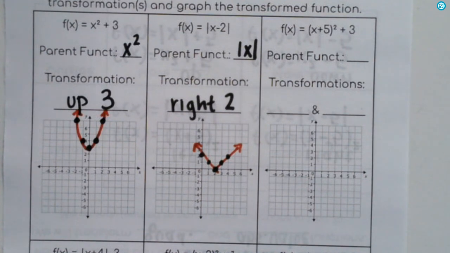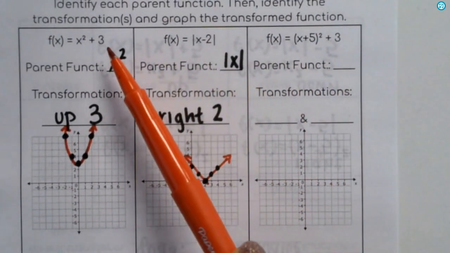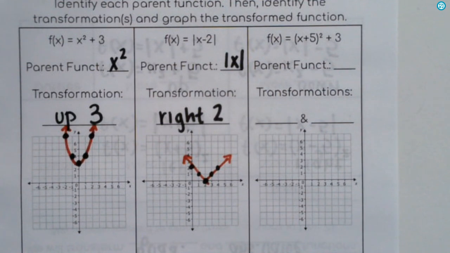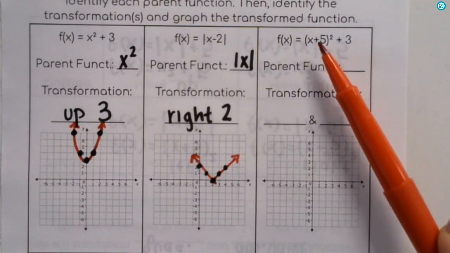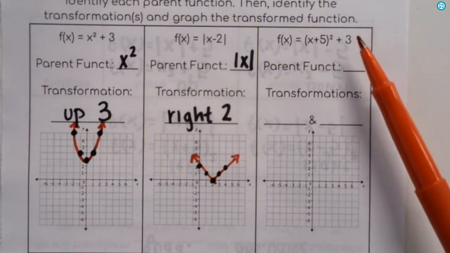All right. Any questions about those first 2 examples? Okay. What's different about the third one? What is different about this one than the 2 we've seen so far? There's 2 transformations. So we've got this +5 here and this +3. So we have something happening inside and something happening outside.